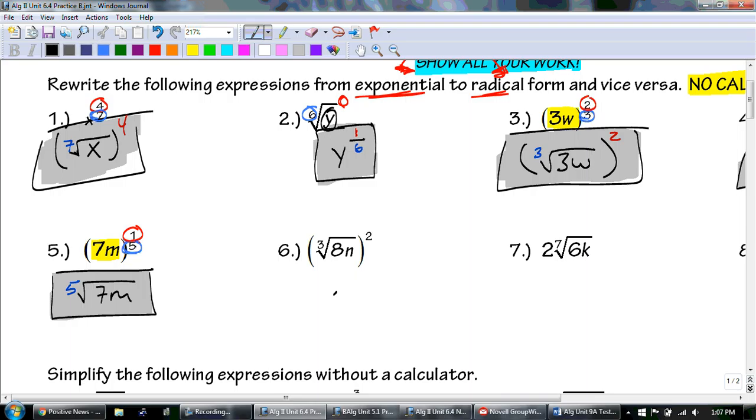Okay, my base stays the same. It's going to be in parentheses still, and when I'm figuring out my exponential form, the 3 is the root, so it goes underneath, and the 2 stays on top.